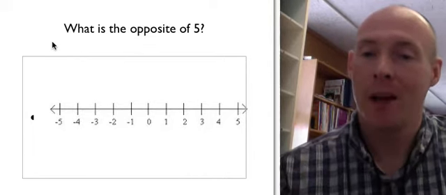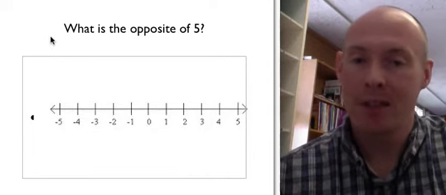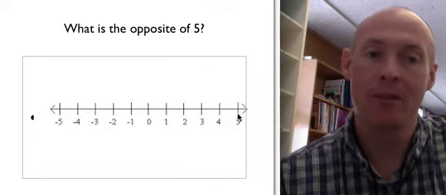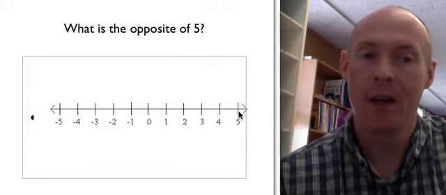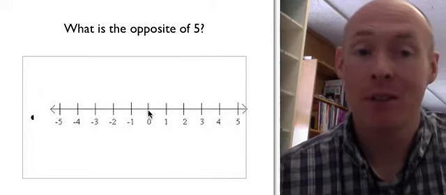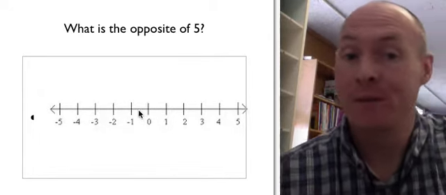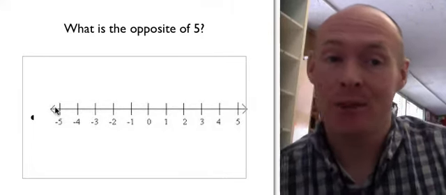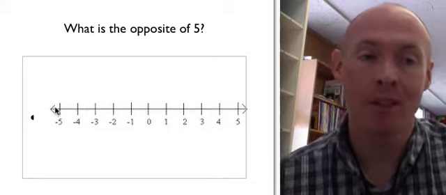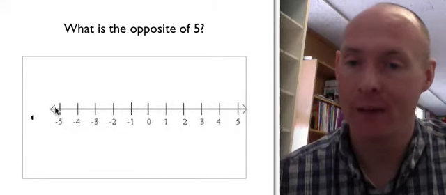Okay, let's look at our number line here. What is the opposite of 5? Well, if 5 is 5 spaces away from 0 in the positive direction, to find the opposite of 5, we would go 5 spaces in the negative direction, which leads us to negative 5. So the opposite of 5 is negative 5.